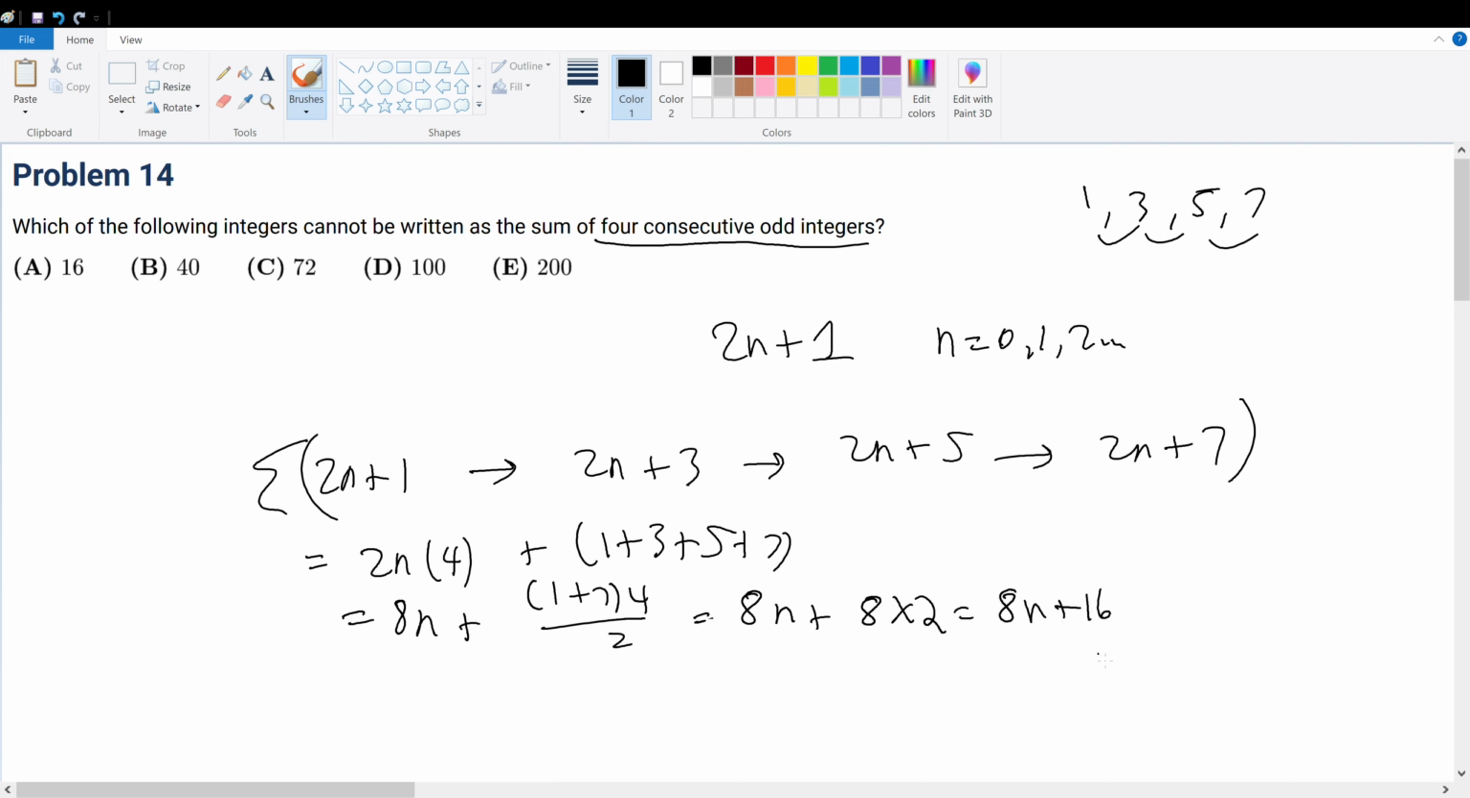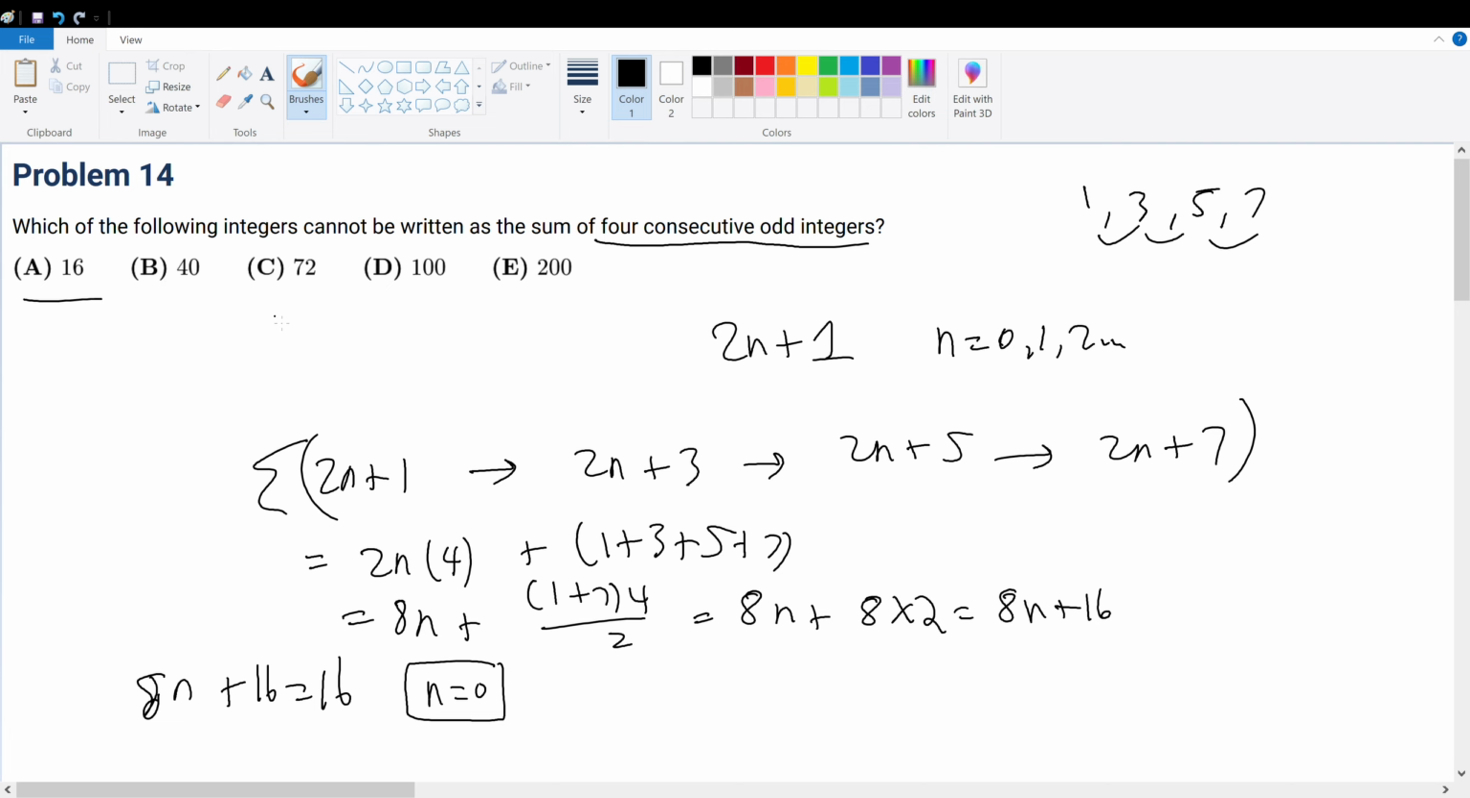That is the sum. And we're trying to find which of the following integers cannot be written as the sum. So which means which one of these terms cannot be written as 8n plus 16, where n is some constant? Well, let's try it. 8n plus 16 is equal to 16. Well, n is equal to 0. If n can be equal to a whole number like 0, then that means, yes, 16 can be written as the sum of consecutive odd integers.